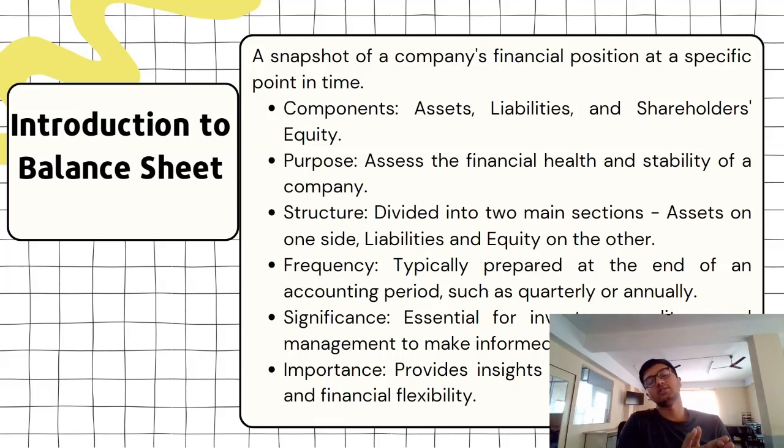So the asset is equal to the liabilities plus the shareholders' equity. And the purpose is to assess the financial health and stability of a company. Imagine a company where the balance sheet is fluctuating. Some year they have total assets worth 1 lakh crore, another year they have 50,000 crore, another year they have 2 lakh crore.